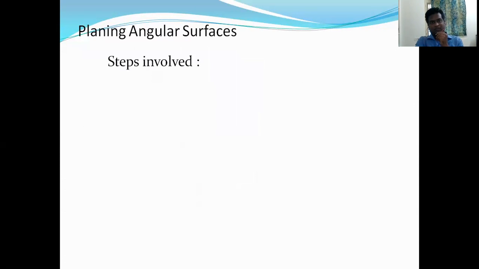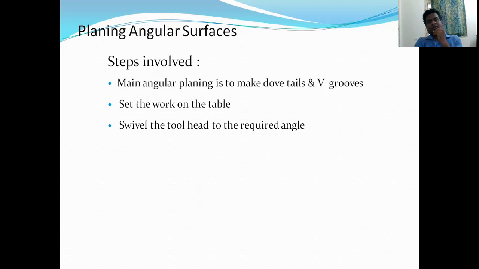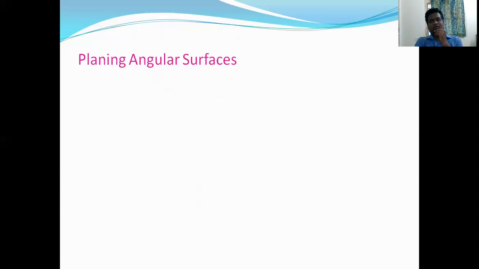Planing angular surfaces. Steps involved in angular surfaces. The main purpose of angular planing is to make dovetails and V-grooves. So with this, we can machine angular surfaces, that is, dovetails and V-grooves. To set the work on the table, swivel the tool head to the required angle, set the apron away from the work, and give down feed as per requirement.